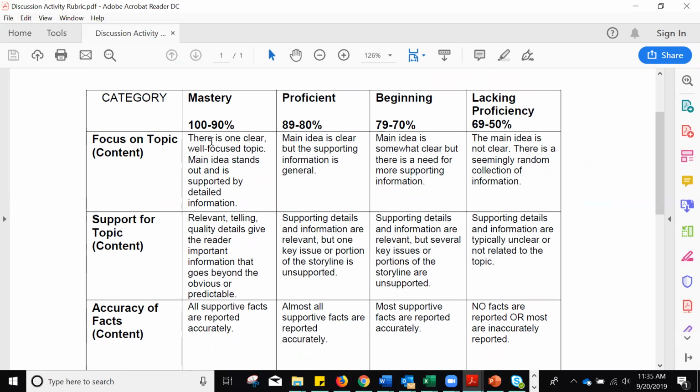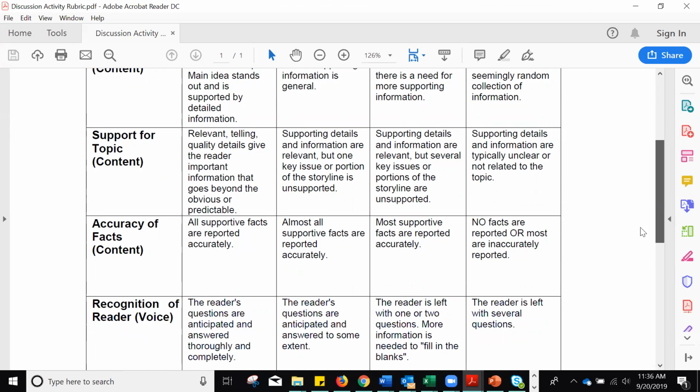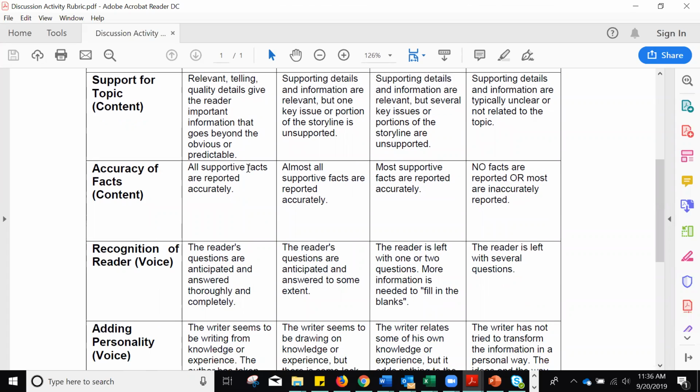You want to make sure that there is one clear, well-focused topic, that the main idea stands out and is supported by detailed information. That is very important. You want to make sure that it's relevant and gives quality details to the reader. All facts are reported accurately, and that you are answering the reader's questions. So you want to think about, what does the reader not know about what I'm writing about, and make sure to include that information. And I'll have an example of this once we look at that discussion.